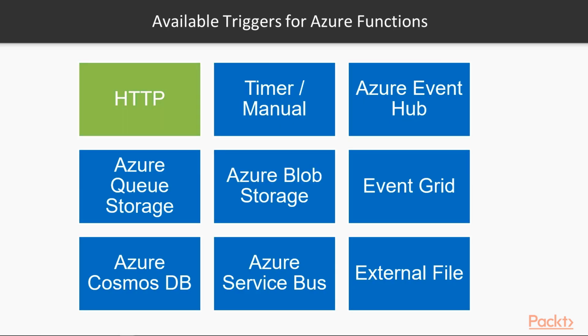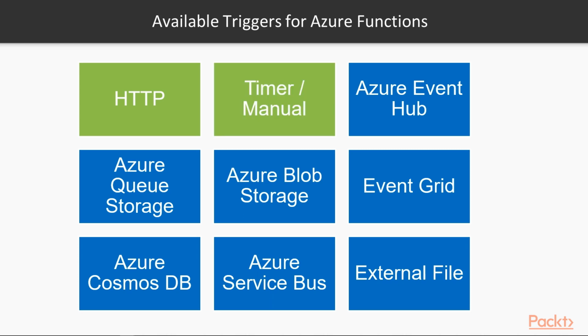The HTTP trigger is very well known. This is a web request where the Azure function is waiting for access through a web request. And that could be either a GET request or a PUT request or update request. There are several different HTTP calls that could be made, and all of those calls can function as a trigger.